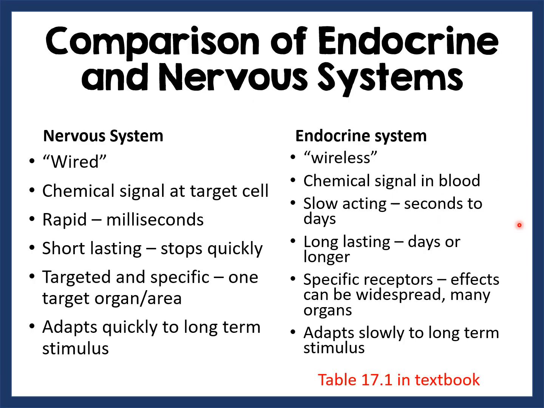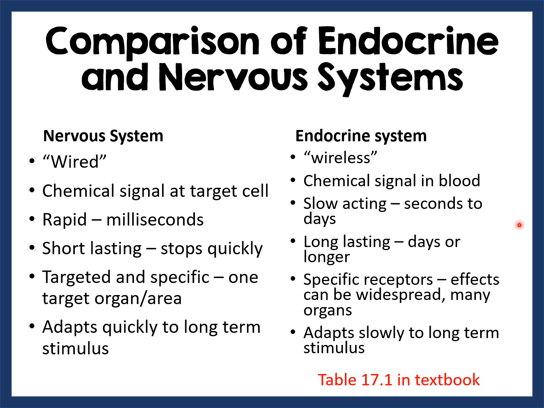The endocrine and the nervous system work very closely together. They have some similarities, and of course they have some differences. If you think about it, the nervous system is composed of the brain, the spinal cord, and nerves, and everything's connected, so it's wired. Versus the endocrine system, which will secrete that hormone into the blood, and then it gets carried through the body. So it's kind of more of a wireless system.